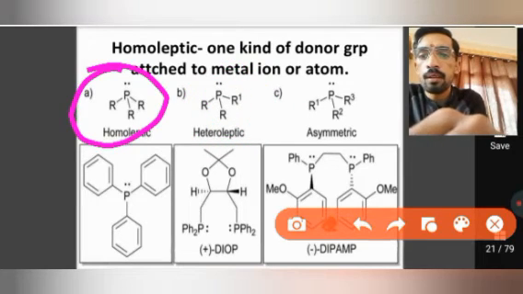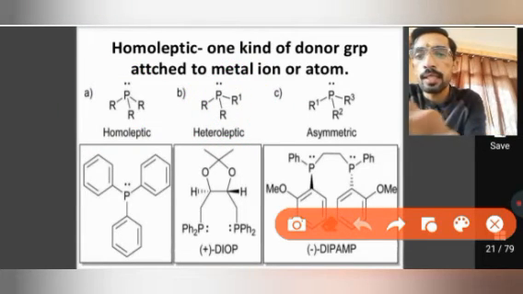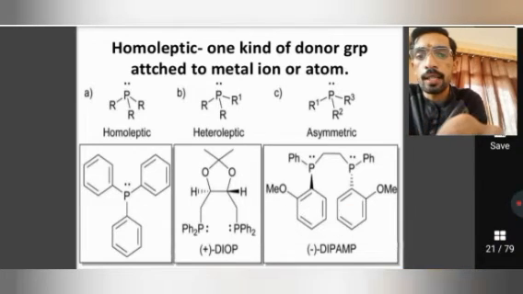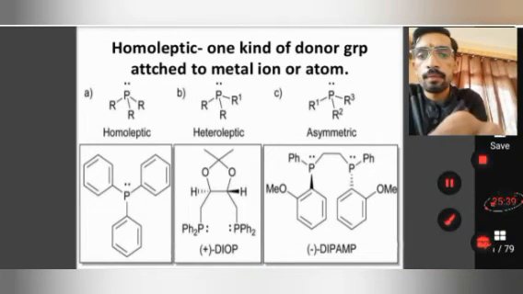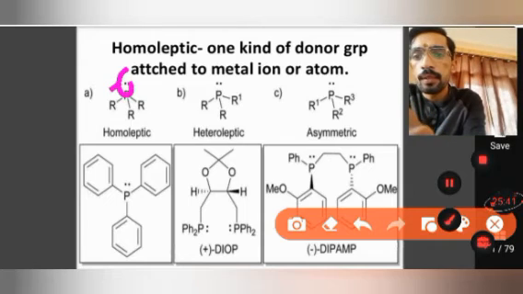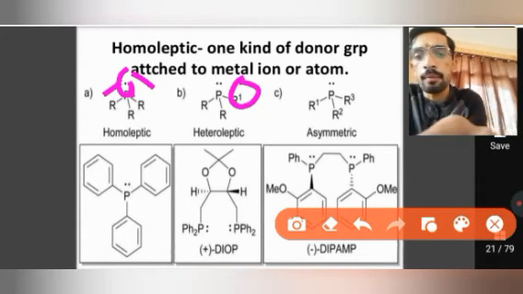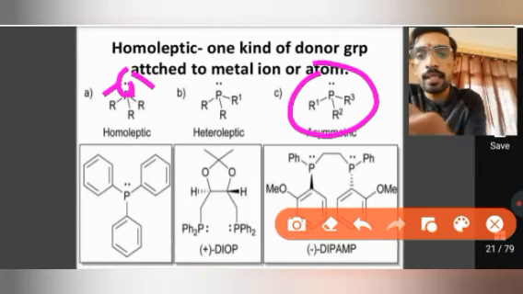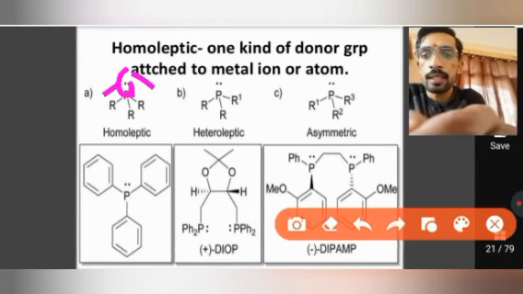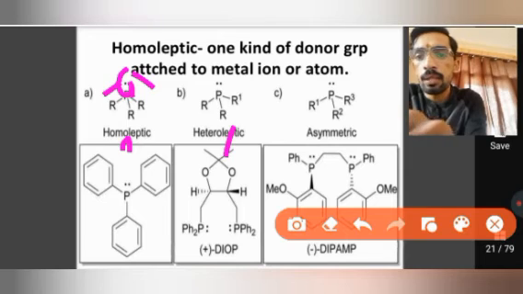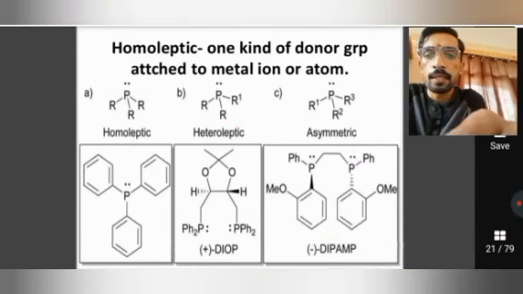Once again, homoleptic are what? One kind of donor group attached to metal. Like this is homoleptic. You can see here, this 1R, 2R, 3R, all three are R. Here a different type of ligand is there. These are asymmetric because all R1, R2, R3 are different. These are the examples of homoleptic, heteroleptic and asymmetric.